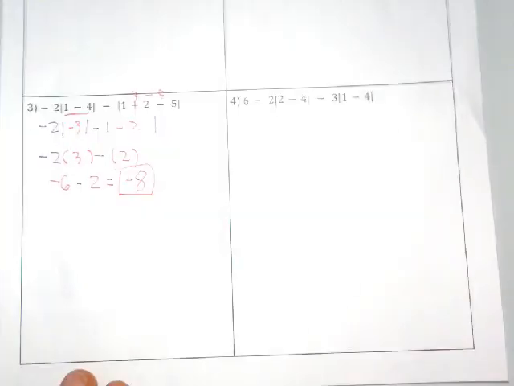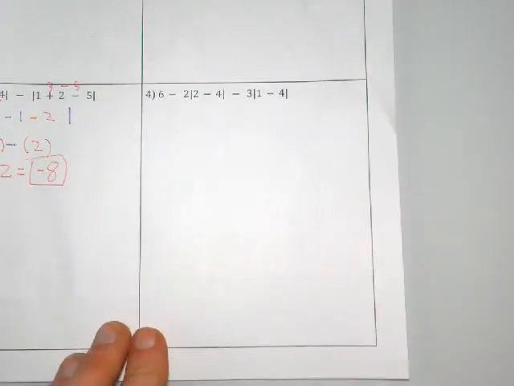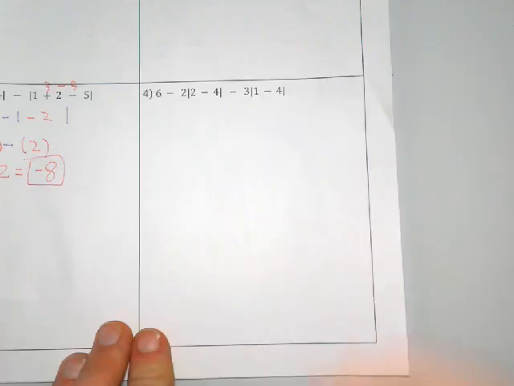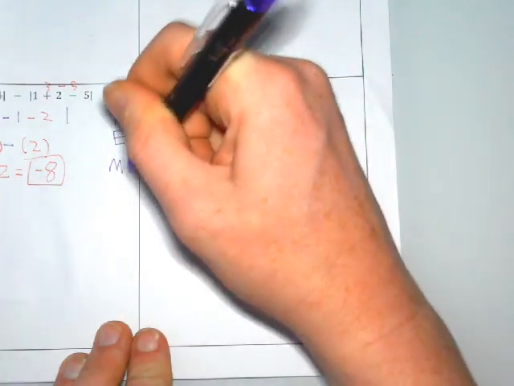And for our final problem on the front side, we have 6 minus 2 times the absolute value of 2 minus 4, minus 3 times the absolute value of 1 minus 4. So on here, again, it is extra important we follow those order of operations. I'm going to rewrite PEMDAS just so we keep it in mind when we go through here.